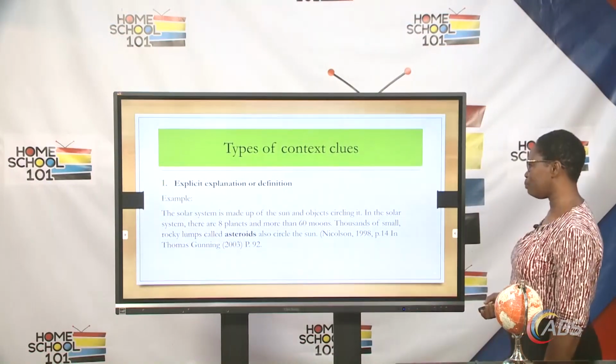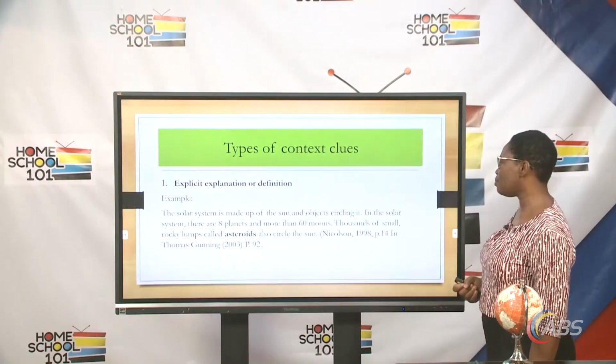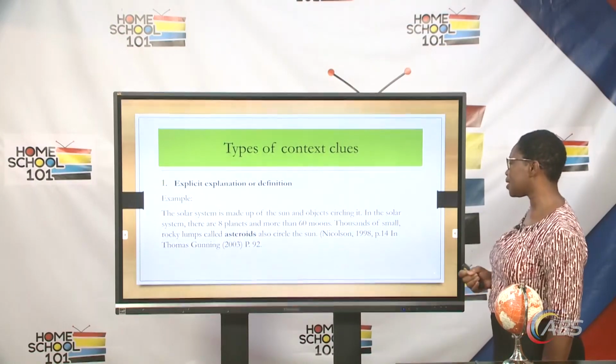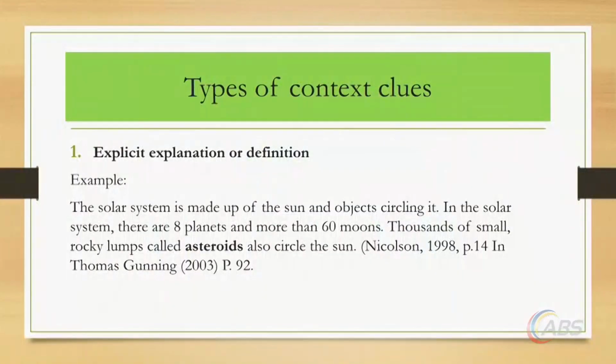Here's an example. The solar system is made up of the sun and objects circling it. In the solar system, there are 8 planets and more than 60 moons. You know, of course, that Pluto is no longer a planet. So there are 8 planets and more than 60 moons. Thousands of small rocky lumps called asteroids also circle the sun. Now, what's an asteroid?